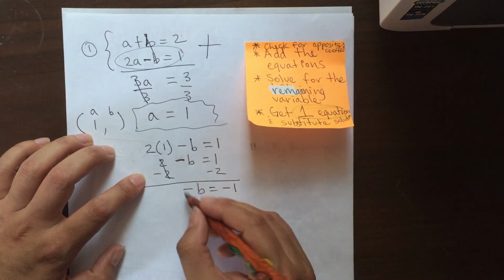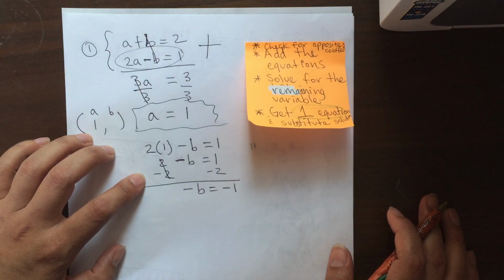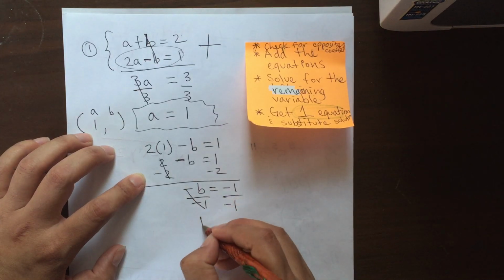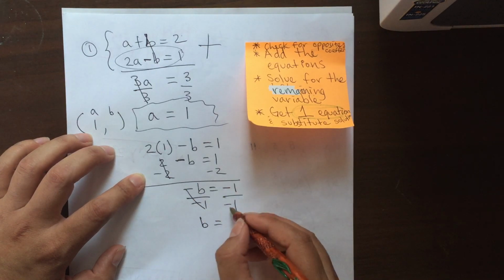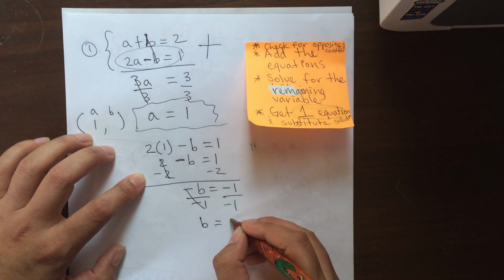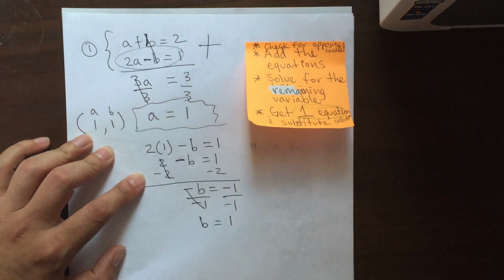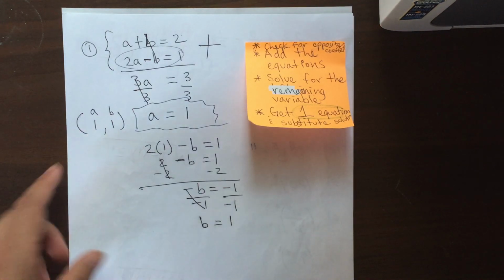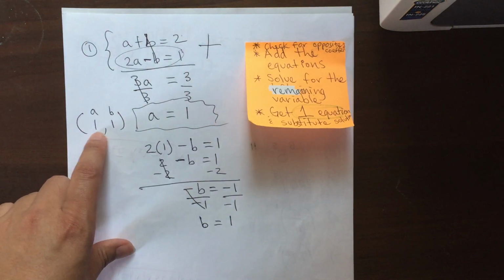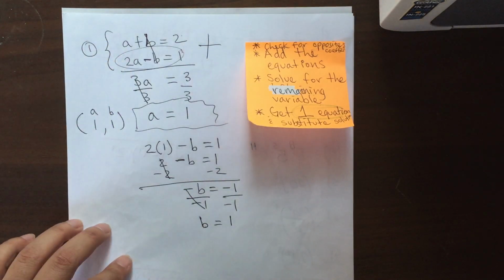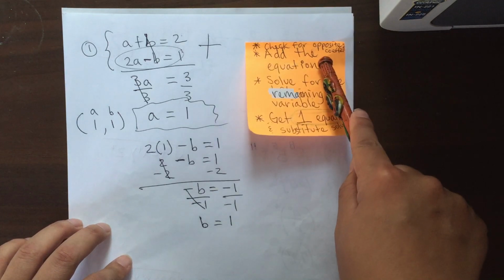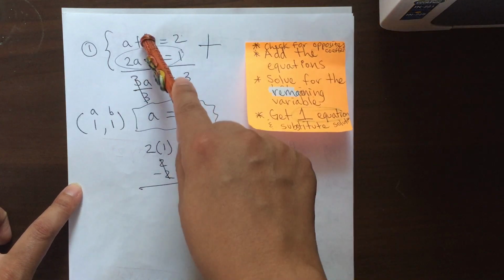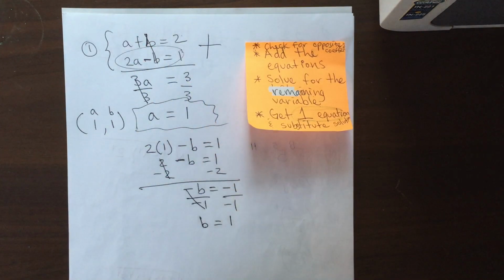Now in here, we can never end with a negative variable. So we're going to divide both sides by negative 1. And so b is equal to negative 1 divided by negative 1, which is positive 1. So now we have the value of b. Okay? We found the two coordinates where the two lines will meet. Once again, this was from the first lesson that we learned, elimination, because they already have opposite coefficients.